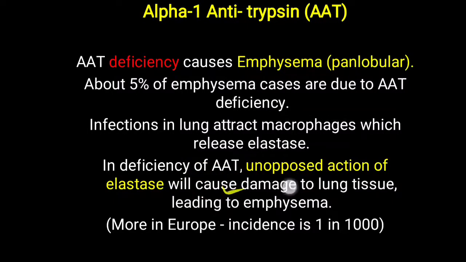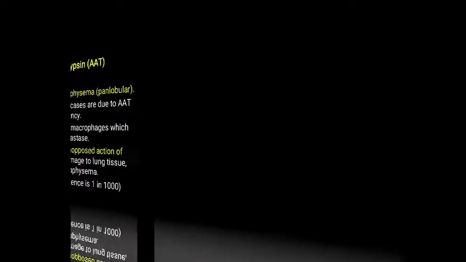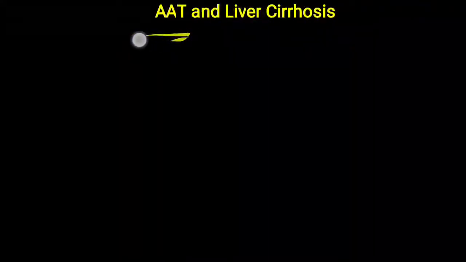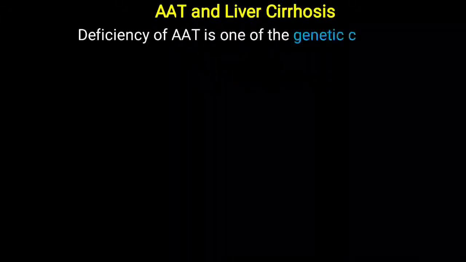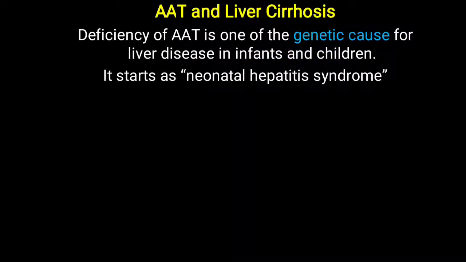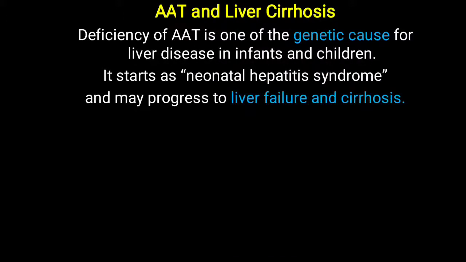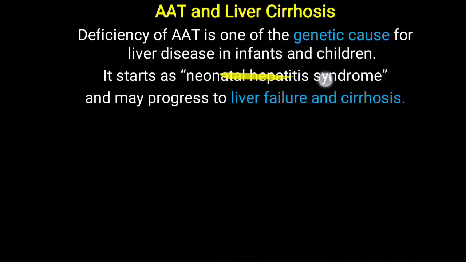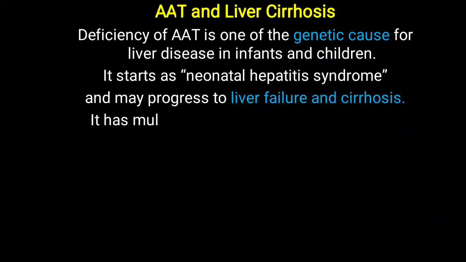This particular deficiency is observed more in Europe, and the incidence is 1 in 1000. It is rarely seen or uncommon in the Asian population. So you have to remember it is commonly found in Europeans. Now further, alpha-1 antitrypsin deficiency does not only lead to emphysema, it is also associated with liver cirrhosis. Deficiency of alpha-1 antitrypsin is one of the genetic causes of liver disease, particularly in infants and children. It is termed neonatal hepatitis syndrome, and this may progress to liver failure and cirrhosis. So starting as hepatitis, it may end as liver failure or cirrhosis.